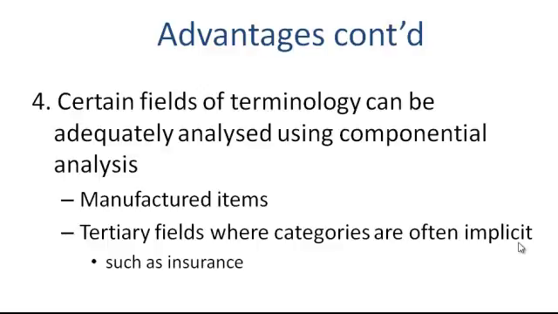So when we say that there are certain fields of terminology that can be adequately analyzed using componential analysis, you may want to first of all provide a definition. You may want to provide a definition for maybe an item, a manufactured item, and from that definition you are able to come up with certain features of the item. You are able to analyze the word using what we've seen with the rest of words such as man and woman from the definition itself.